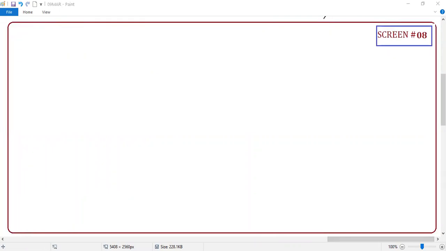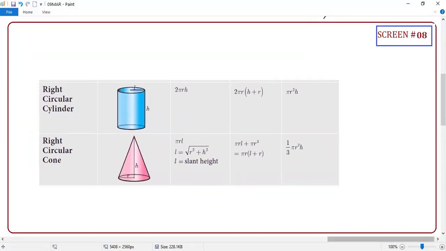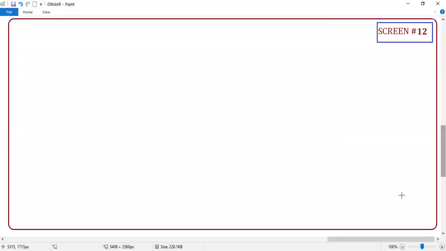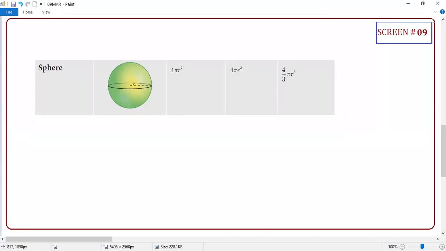The next two shapes are your cylinder and cone, student. These two are another combination. Cylinder and cone, I'll explain the formula, student. Next, you have your sphere and what? Sphere, then hemisphere. Excellent, hemisphere.